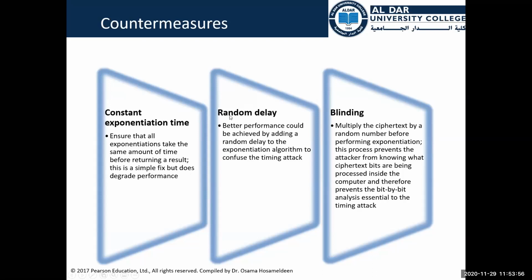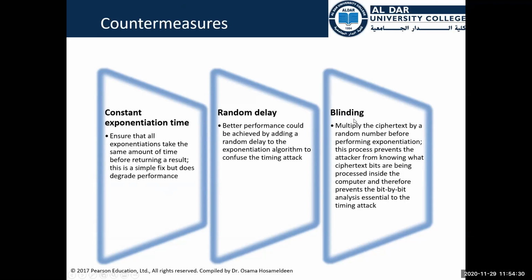Also, we can apply a random delay. Making a random delay means applying some delay in processing, not normal. So the calculations for the attacker will not be correct. But you have to make sure that these two countermeasures degrade the performance. They degrade the performance. Okay.